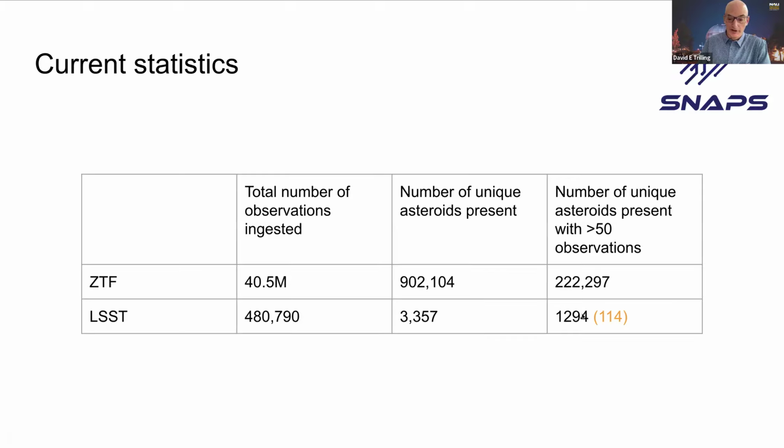The LSST number is, of course, a lot lower at the moment. Eventually, it will be a lot higher. We've ingested almost 500,000 observations from LSST. The number of unique asteroids is actually quite small. And this is because, as many of you probably know, the LSST pointings so far have been not very many pointings, but each pointing is visited a number of times. So it's kind of different from the upcoming Wide, Fast, Deep survey mode. And so what that means is that a small number of asteroids are getting observed a lot. And that's what you see over here. The number of unique asteroids with more than 50 observations is almost 1,300. So it's a pretty big fraction of all that total.